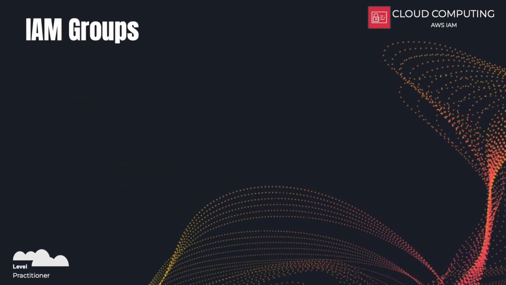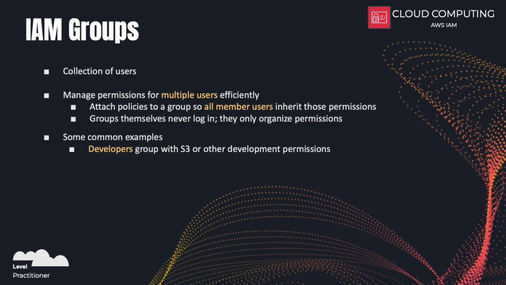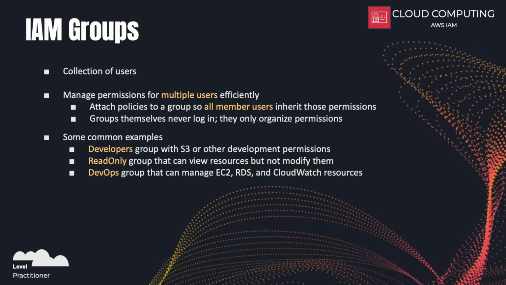Next, let's look at IAM Groups. An IAM group is simply a collection of users. You attach policies to the group, and every user in that group automatically gets those permissions. Groups themselves don't log in, they're just a way to manage permissions more easily and effectively. Instead of saying, give Bob, Alice, and John S3 access, you create a developers group, for example, with S3 permissions and just add or remove users as needed. Typical examples include a read-only group that can view resources but not change anything, or, for example, a DevOps group that can manage EC2, RDS, and CloudWatch resources.